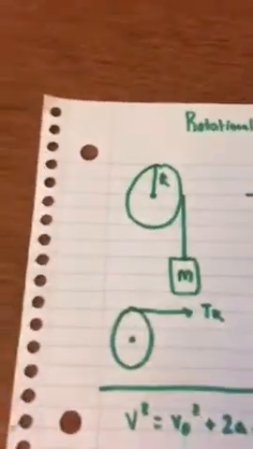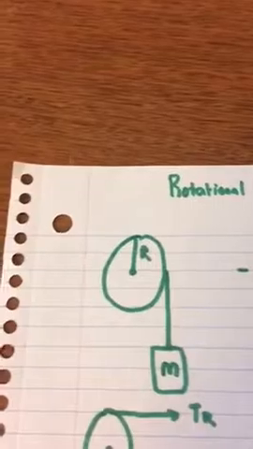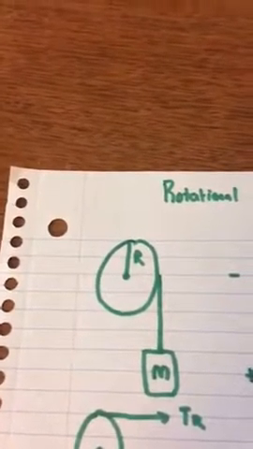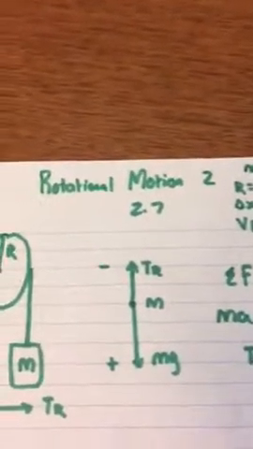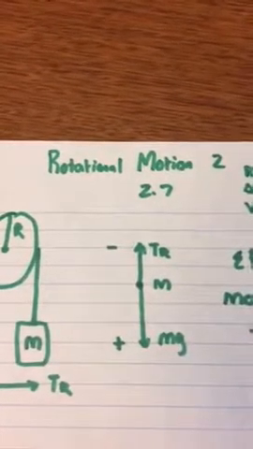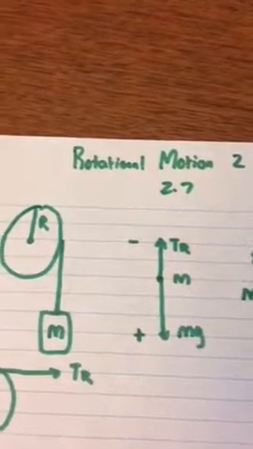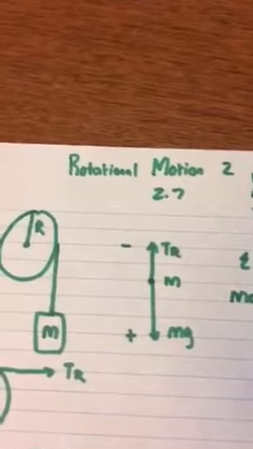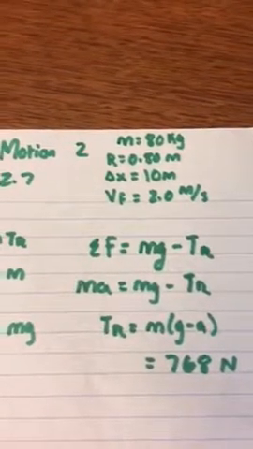First, to diagram this, just to get an idea of what's going on: the circle is the flywheel, and the box attached to the rope is the mass. To analyze our forces, we have mg pulling down, which I designated as positive, and tension of the rope pulling up on the mass, which I put as negative. So our sum of the forces is just going to be mg minus T_R.